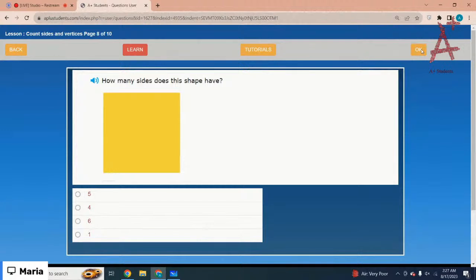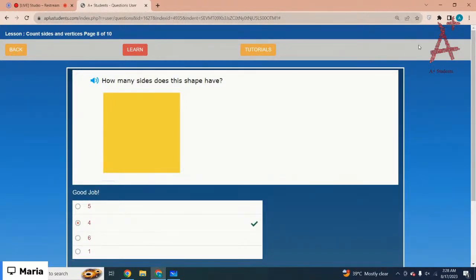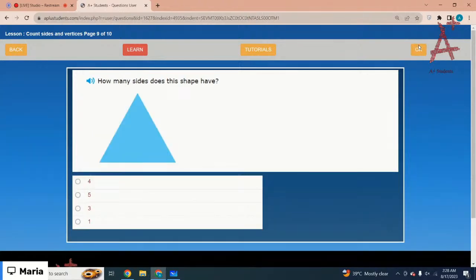How many sides does this shape have? The correct option is 4. How many sides does this shape have? The correct option is 3 sides.